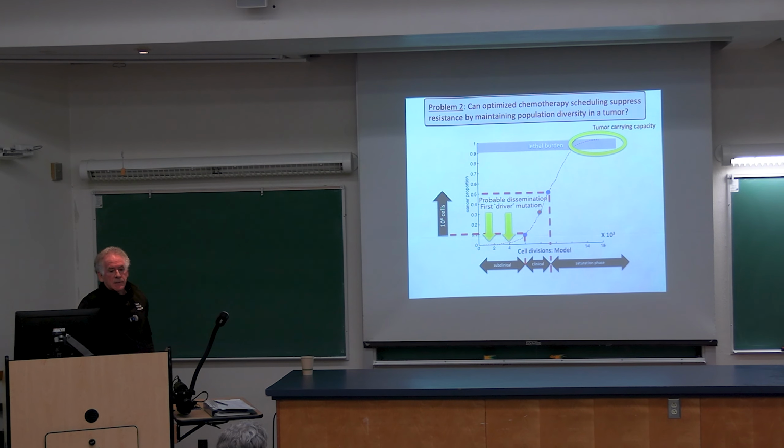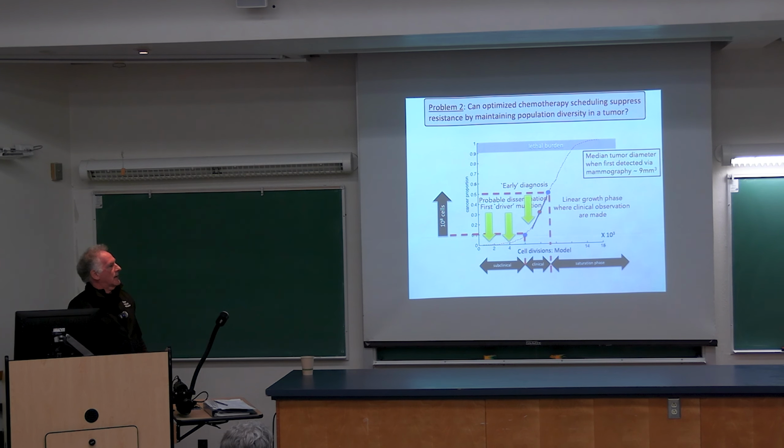Possible dissemination to metastasis, almost certainly for many cancers, occurs way before the tumor is noticed. This would be what people call early diagnosis, which is a reason why there's 10 billion articles on linear growth of tumors, because they're just looking in that range. And then you start flattening out. Okay, so it is true that it's the linear growth phase where clinical observations typically are made.